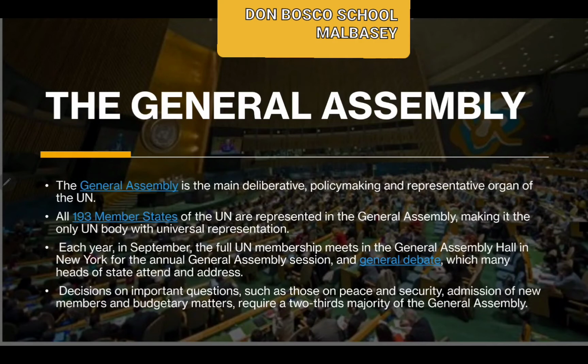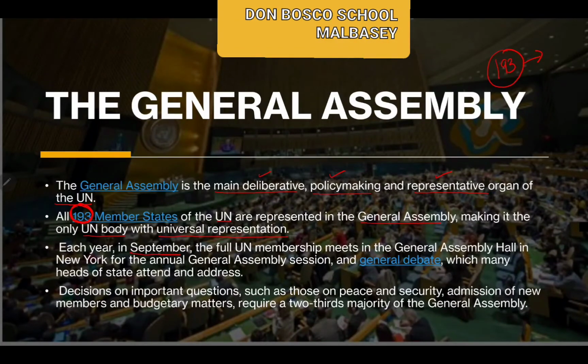The General Assembly is the main deliberative, policy making and representative organ of the United Nations. So what does this General Assembly do? It deliberates on policy making and represents the organ of the United Nations. All 193 member states of the United Nations are represented in the General Assembly, making it the only UN body with universal representation. So the General Assembly has 193 members, 193 countries.